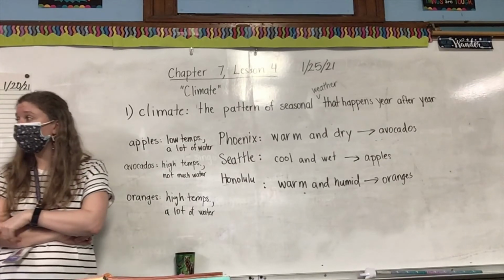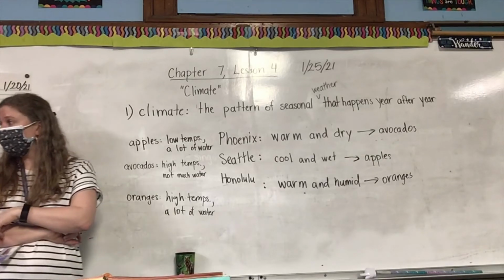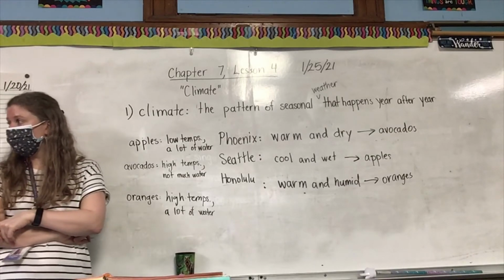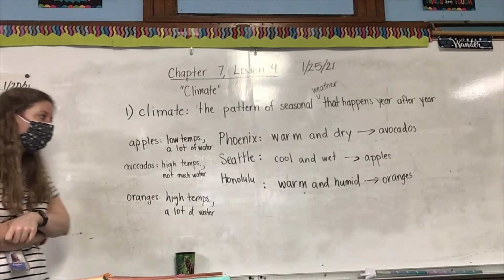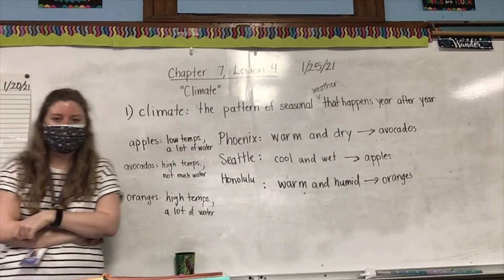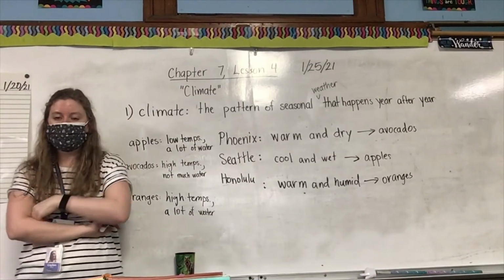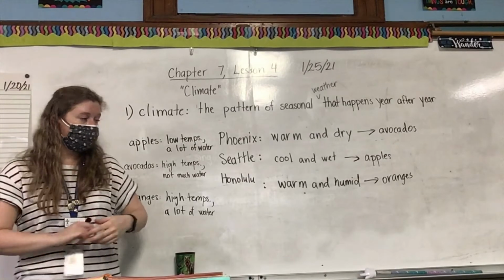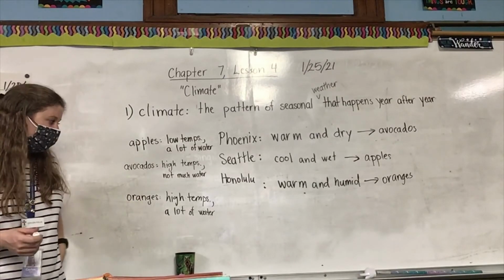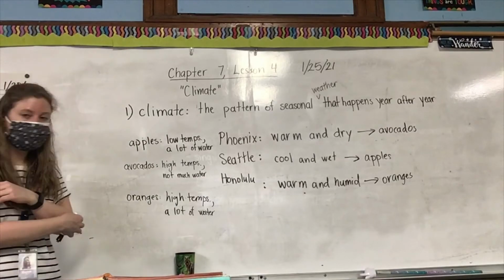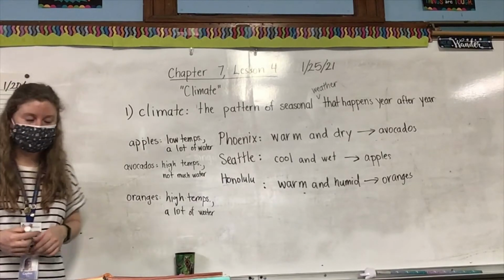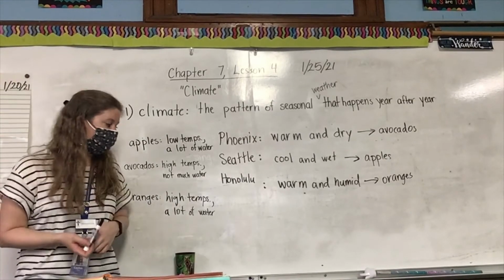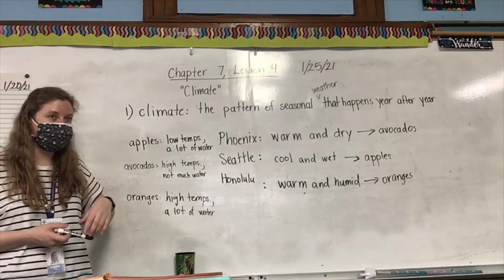There's a place you can look. Not all the answers are in our book. It's cool and wet. Why is Honolulu the best place for our orange grove? Zari? Because it has high temps, but still it has humidity, which can also cause water. So oranges need high temperatures and a lot of water.